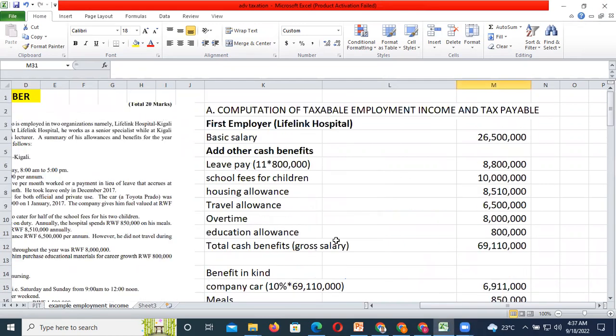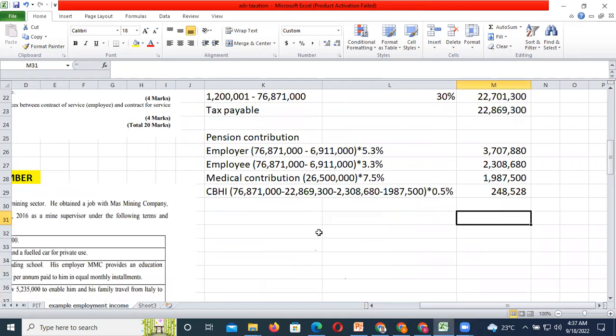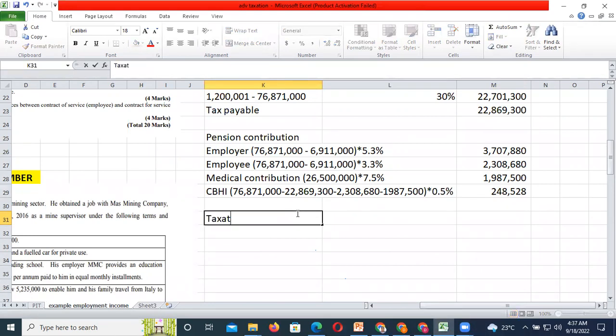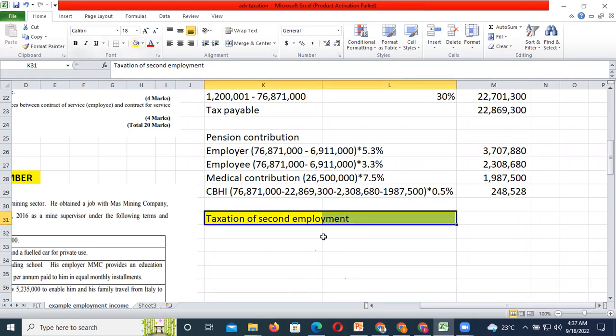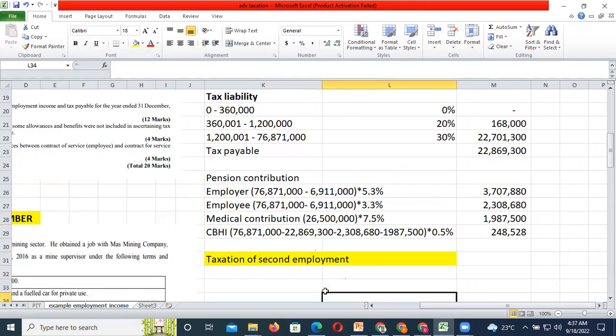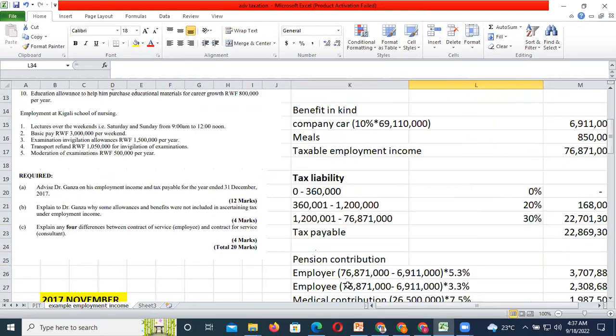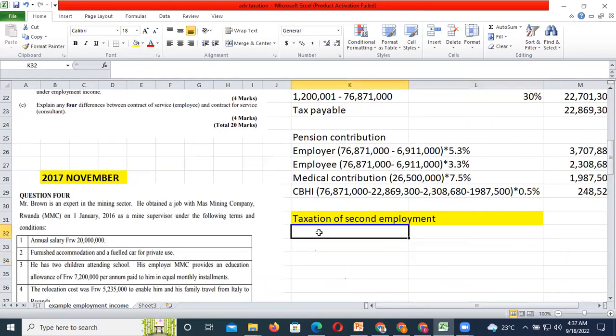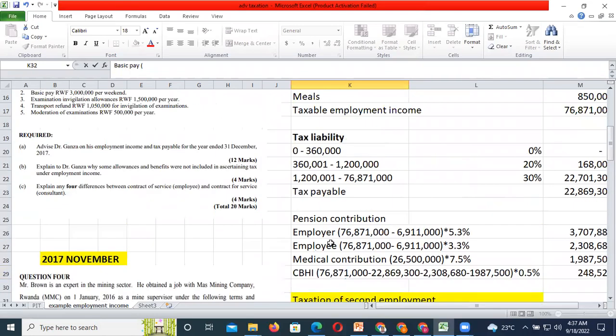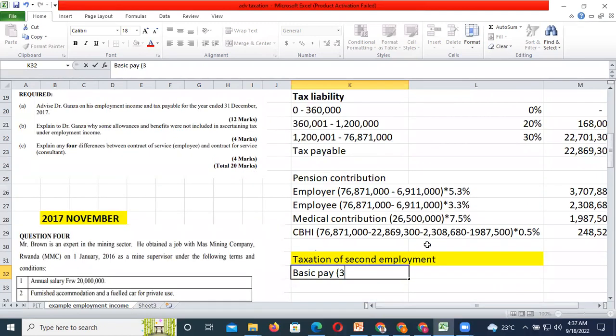So that is the first part of the question. Not even finished. I think we also look at the second employer: taxation of income from the second employment. In the second employment, we have the basic pay. The basic pay is 3 million, because that's 3 million per weekend. 3 million times 52 weekends.